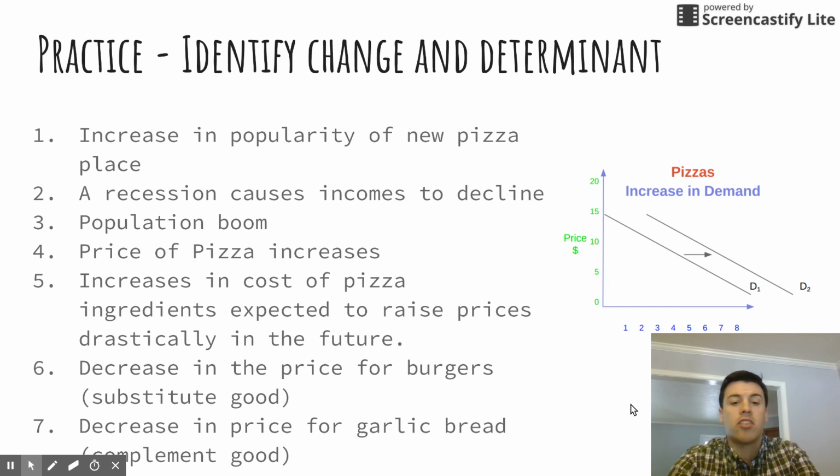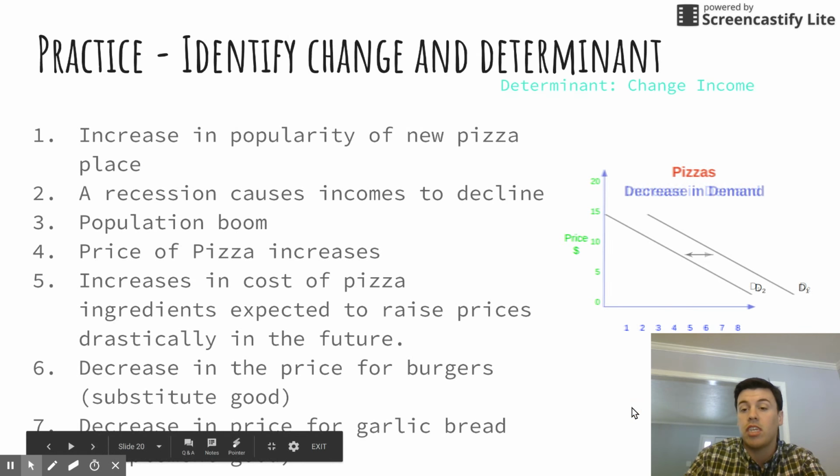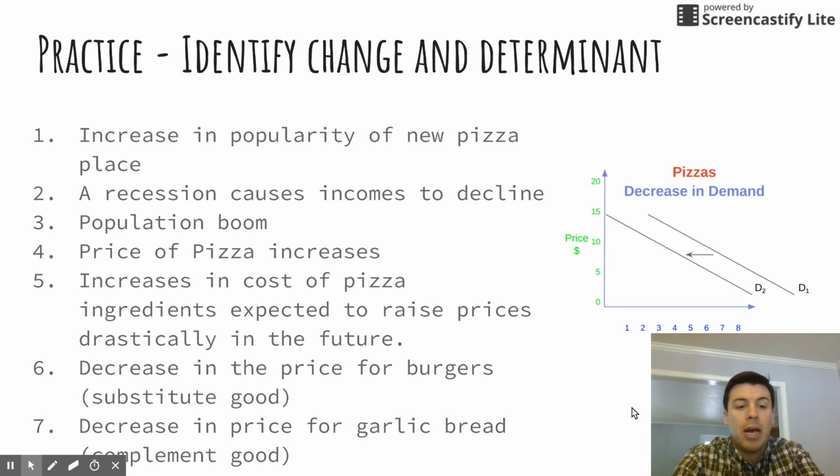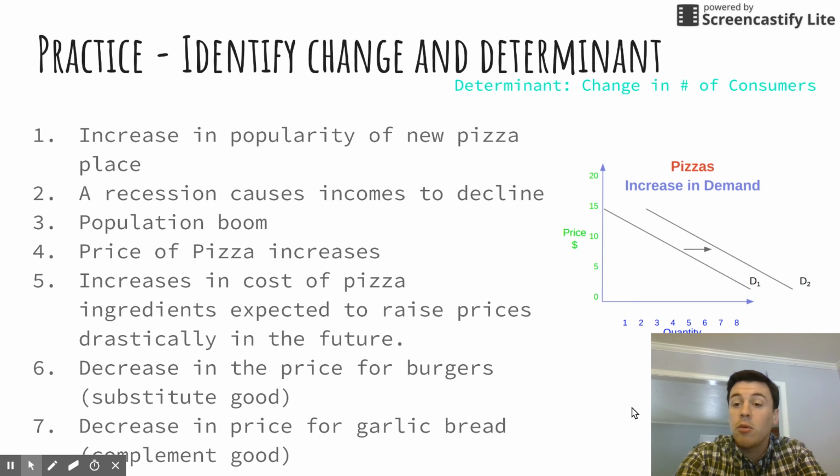Number 2, a recession causes incomes to decline. So this would be a market curve, looking at a recession, and collectively incomes are down. This is going to lead to a decrease in demand due to the change in income. So that's our determinant there for that one. Number 3, we have a population boom, as opposed to a bust. A population boom means that population is increasing in an area, and as a result, we are going to see increased consumption of pizza. So that will be an increase in demand.